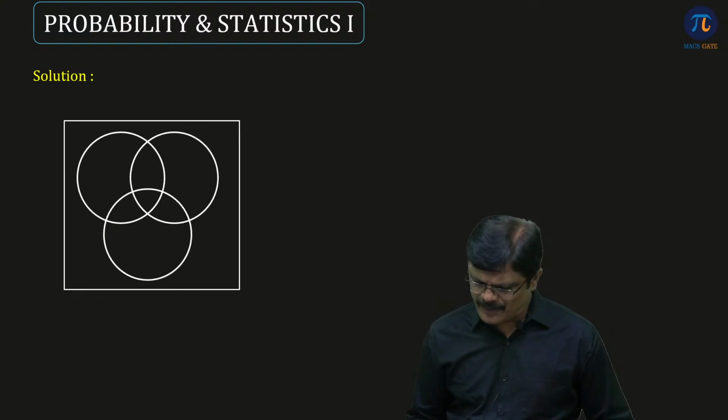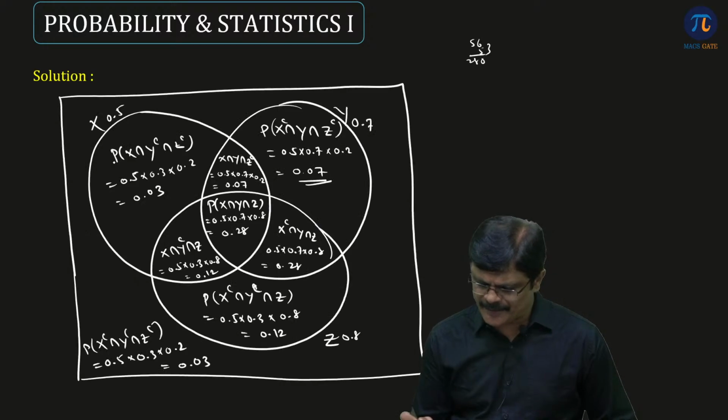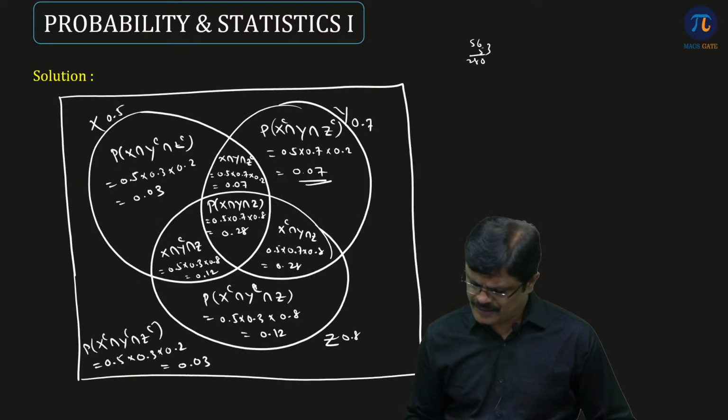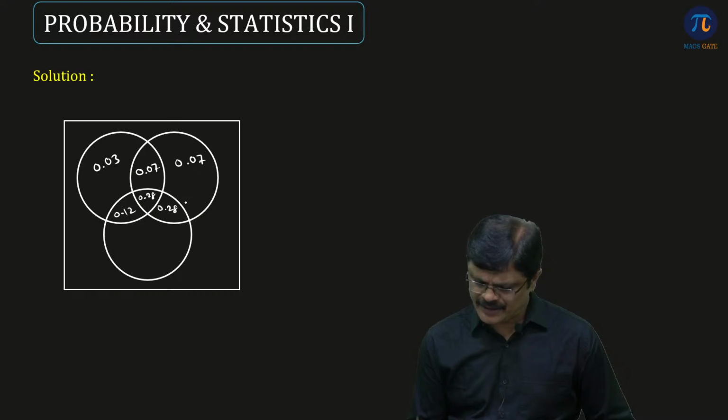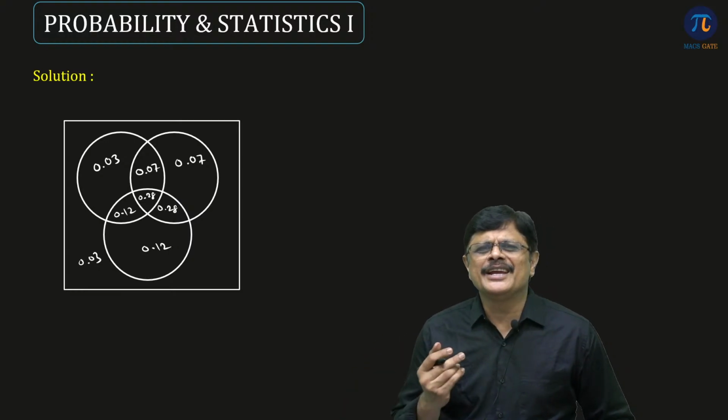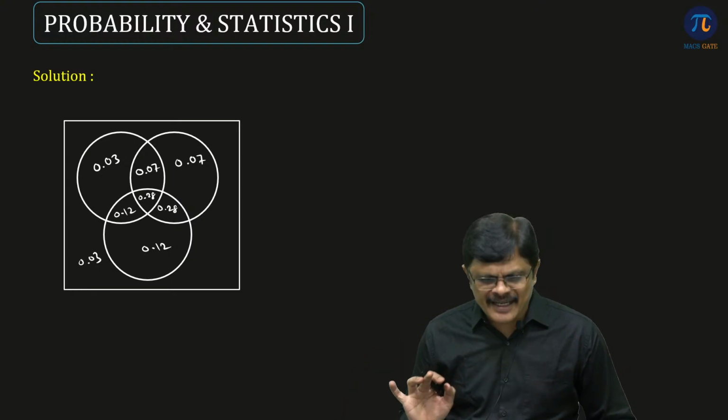So you get all the probabilities. This is 0.03 probability. This is 0.07. This is again 0.07. This is 0.12. This is 0.28. This is again 0.28. This is 0.12. And this is 0.03. See, once you write these probabilities, any question can be answered very easily.